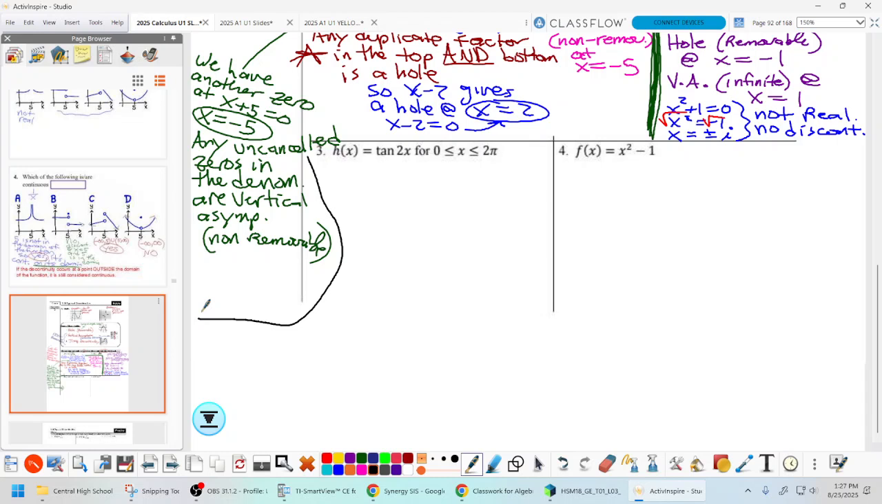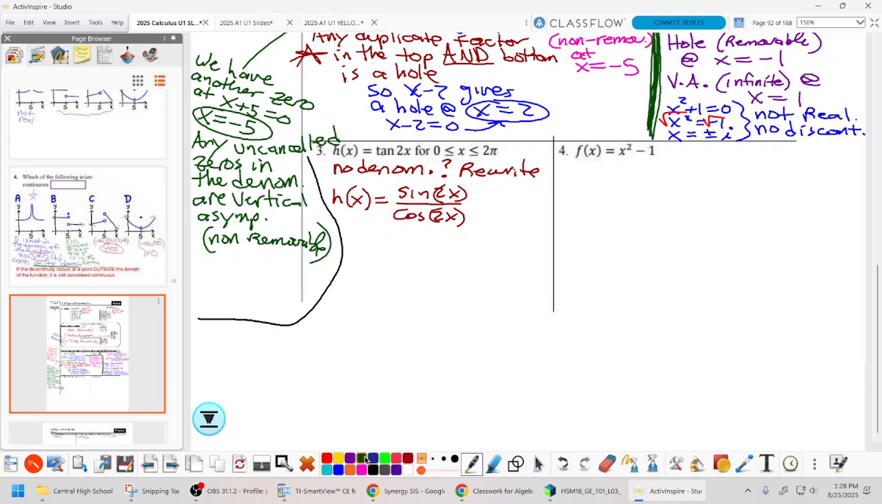Why do you suppose? Remember, we're trying to find places where the denominator equals 0. So what happens in one of these kind? Is there a denominator for tangent? What is it? Yeah, so I don't see a denominator. So no denominator. Let's rewrite. So this is actually sine 2x over cosine 2x.